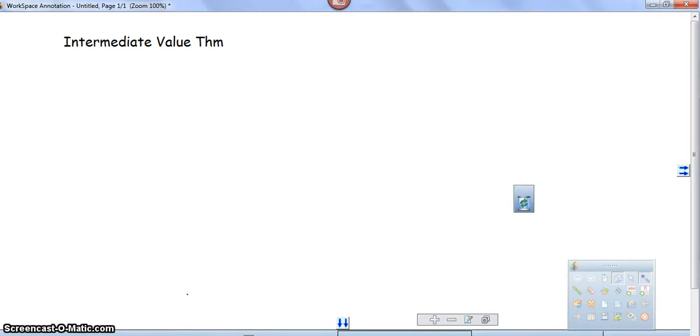The first one's called the intermediate value theorem, and it's one of those theorems that I look at and think, well, that was pretty obvious, but we write it down because in calculus we're going to eventually use it. It's another one that we use to prove things later on in calculus. So here's what it says.